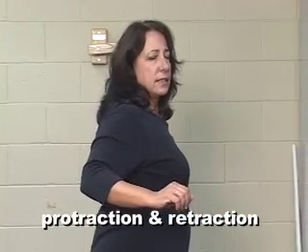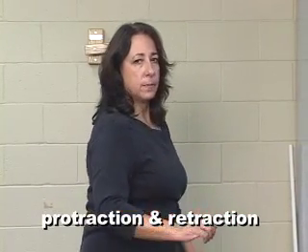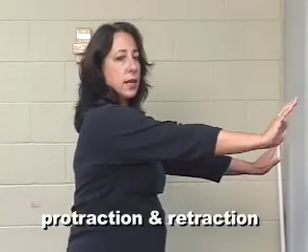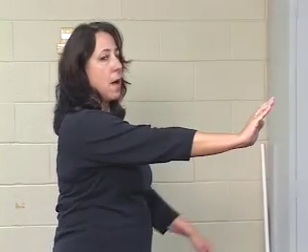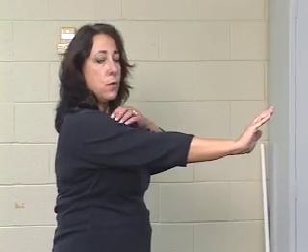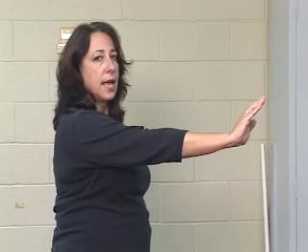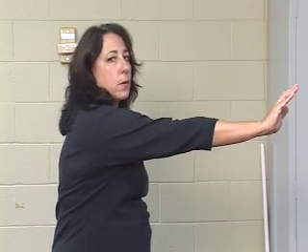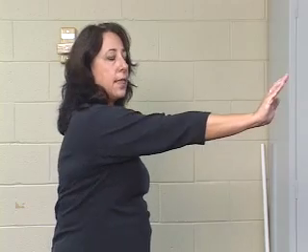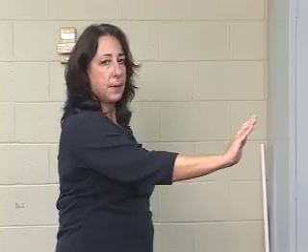Retraction is like squeezing your shoulder blades back, and protraction is like leaning them forward. So my arm is like this, and without moving my glenohumeral joint, I can take my scapula and reach forward, and that's protraction, and the movement's taking place at my scapula.